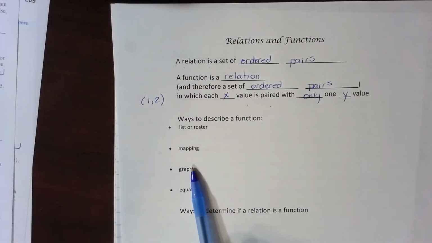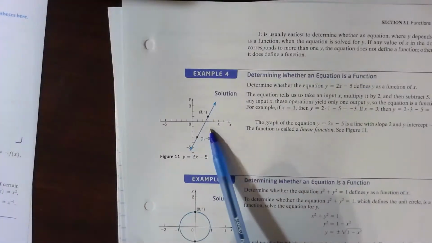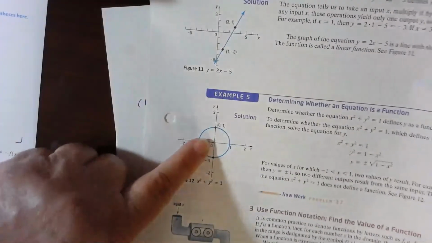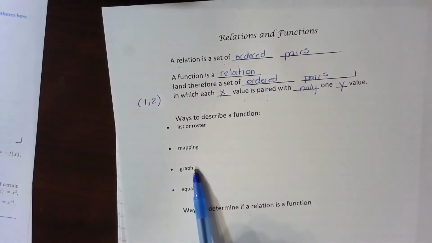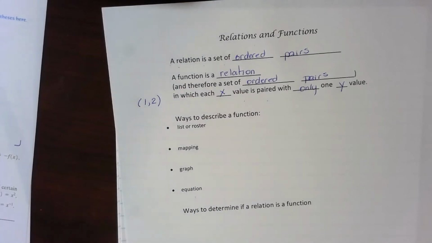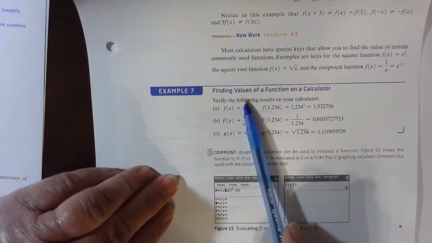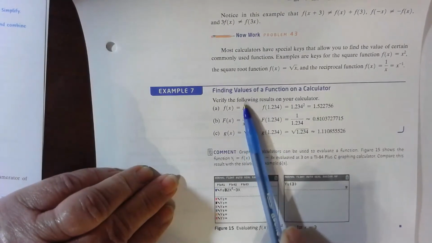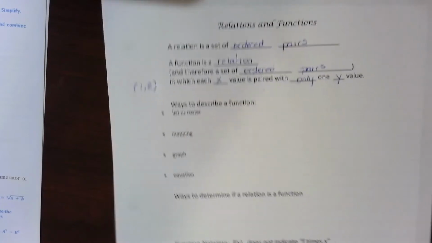Then you could describe it by a graph. Well, you know what graphs look like. It could look like this. It could look like this. So some sort of a graph. And then, of course, you could have equations. Just equations. I'm looking on page 209. Here's some examples right here that could be functions. So there's 4 different ways that we can describe them.